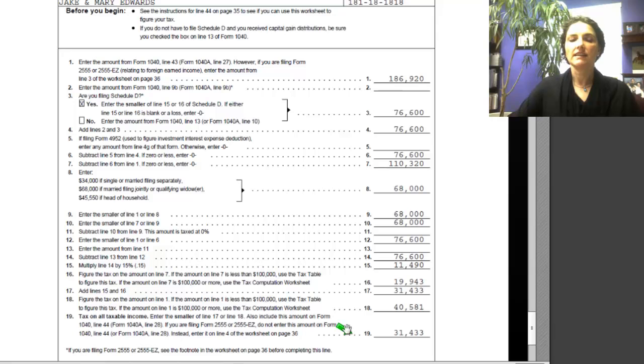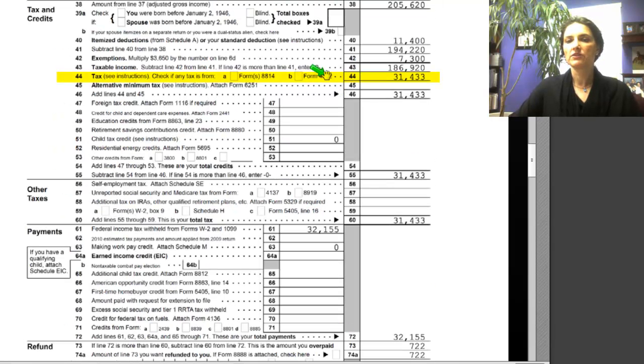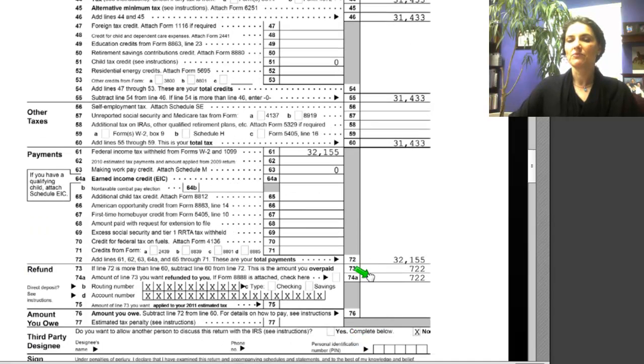The amount on line 19 carries over to the Form 1040, and of course that is the amount that we entered on line 44. There is no alternative minimum tax, there are no credits, so total tax for the Edwards is $31,433. The withholding shown on his W-2 was $32,155, and that leaves the Edwards with a refund of $722.